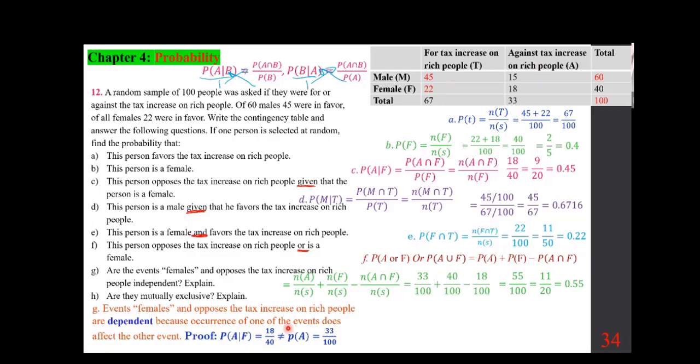Are they mutually exclusive? Remember, the definition of mutually exclusive is very simple. Do they have anything in common? And they do, therefore it's not. So for the probability of A intersection F, look at the A column, look at the F row, because it's 18, 18 out of 100. If it is 0, they are mutually exclusive. Since it's not, they are not mutually exclusive.